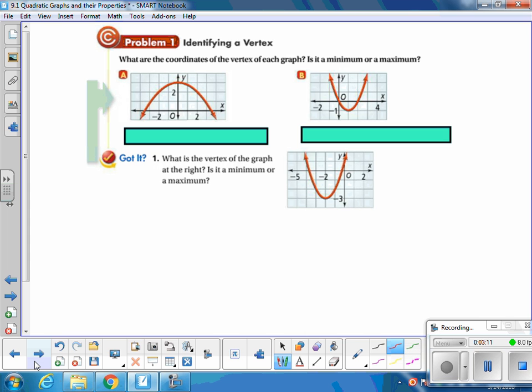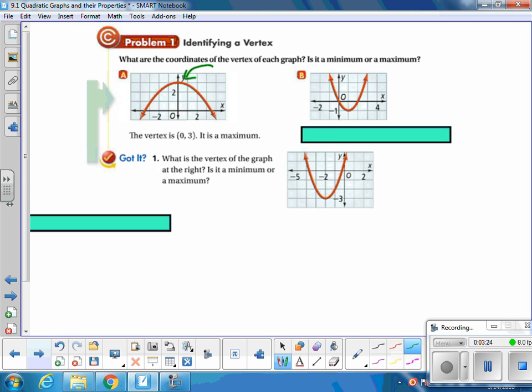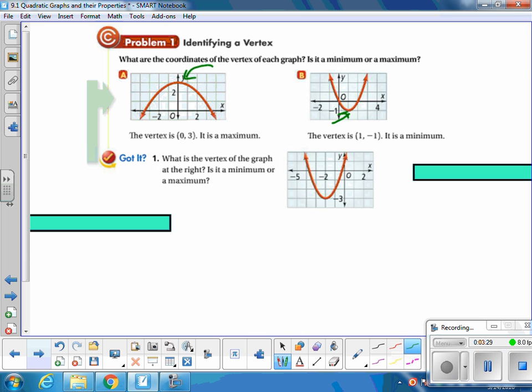So let's try it on problem 1, identifying the vertex. What are the coordinates of the vertex of each graph? Is it a minimum or a maximum? So I'm looking for the coordinates right here, and that would be 0, 3, and that is a maximum. The coordinate would be this guy right there, and that vertex is at 1, -1, and this would be a minimum. Why don't you press pause and answer question number 1. The vertex of this parabola is at -2, -3, and it's communicating a minimum.